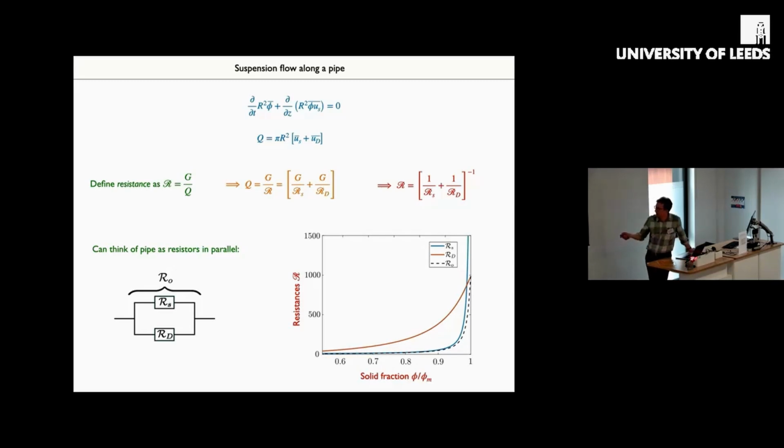So although the red line resistance increases, it's much less than the blue one in this limit, and so the overall resistance is predominantly controlled by the blue one until you get right close to this jamming fraction, when the Darcy resistance takes over. Right, okay.